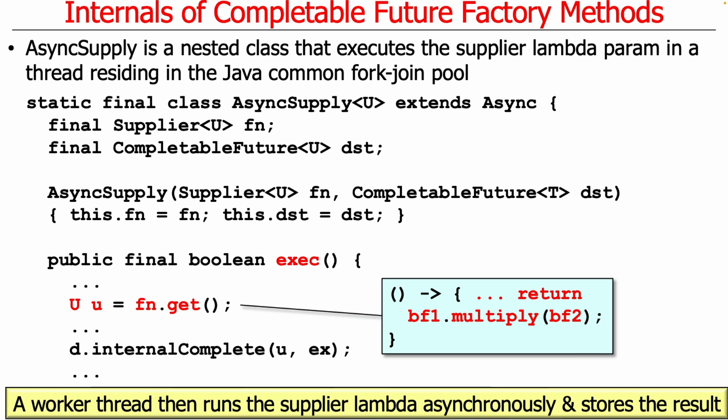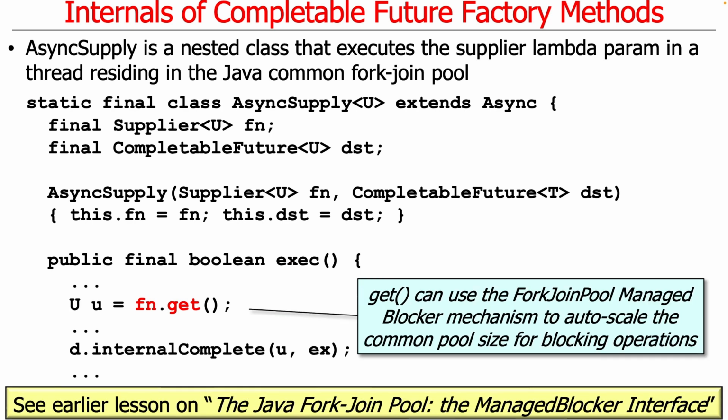That'll return a value. And this call to get, remember this is not the future get, this is the supplier get, could use the fork join pool managed blocker mechanism to auto-scale the common pool size for blocking operations, if you do it that way. You can decide how it works. This particular example doesn't do that, but you can do that in assignment 4. In fact, we'll be doing that.